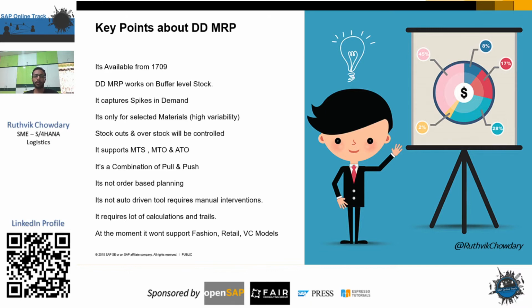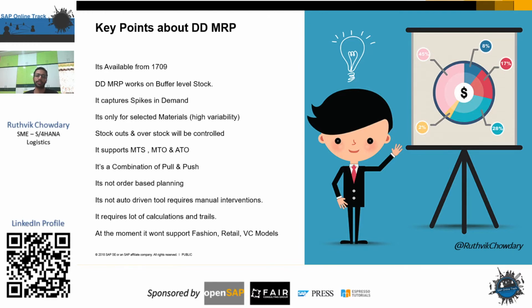The key points about DDMRP: it is available in S/4HANA from version 1709. SAP introduced DDMRP from the 1709 release onwards. As I said already, DDMRP is buffer level stock. It works on buffers and captures the spikes in demand. Based on the horizon we give, it absorbs the spikes within those horizons.